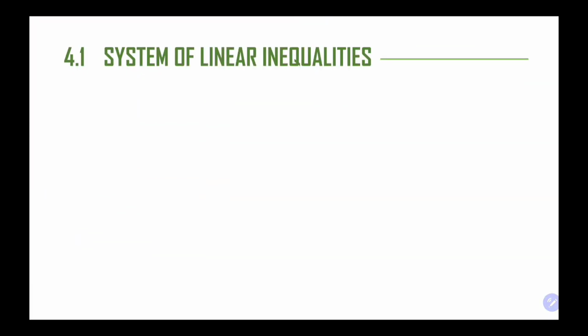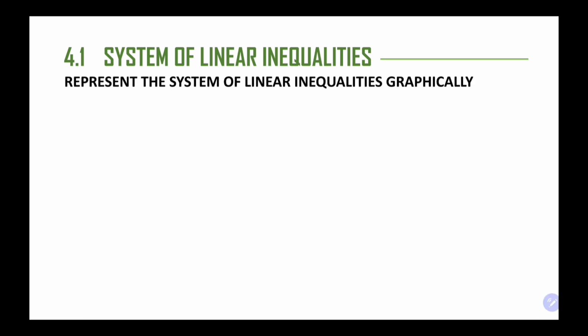To 4.1 System of Linear Inequalities. First, represent the system of linear inequalities graphically. We look at example number 1. A. We need to represent this system of linear inequalities graphically. So means we need to sketch the graph and find the feasible region.